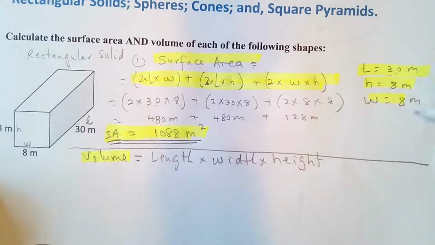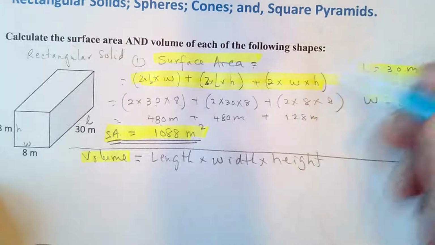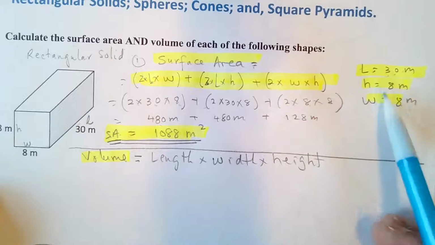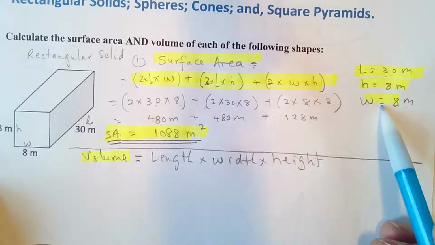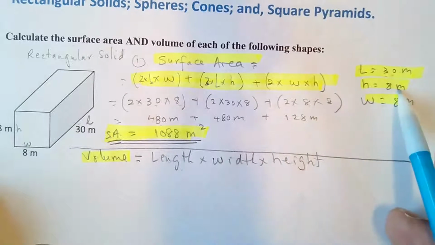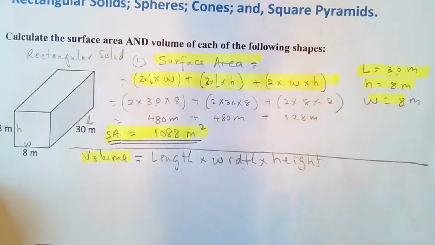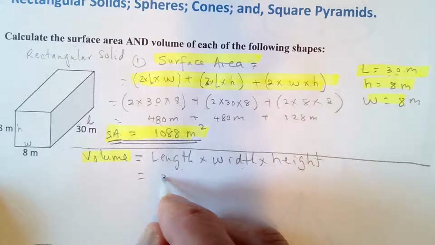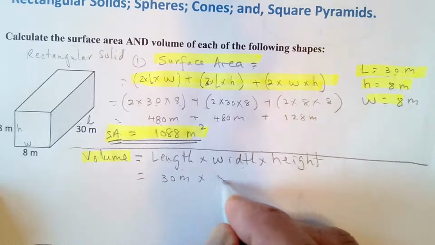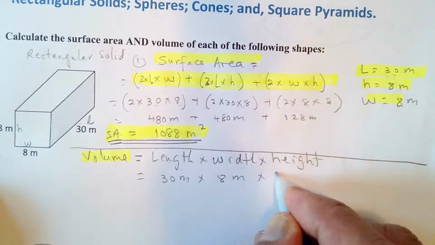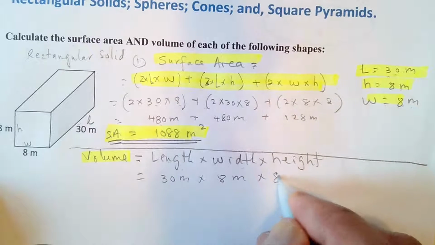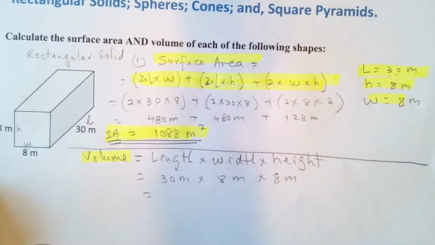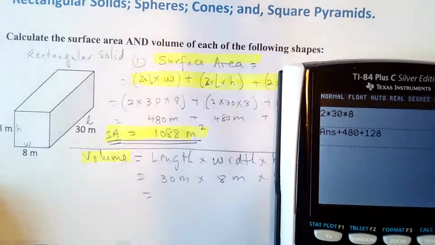We've already determined from our diagram our length and height. So we'll substitute the length, 30, for the length, 8 for the width, and 8 for the height. So the length is 30, multiplied by the width, which is 8. Sorry, the height, and the width and the height is 8 also. So 30 times 8 times 8. So I'll calculate it out now.